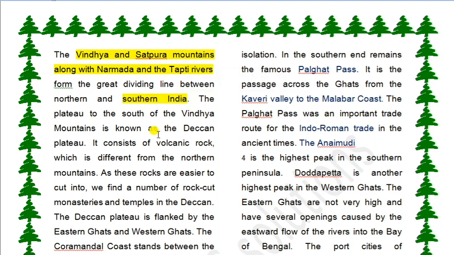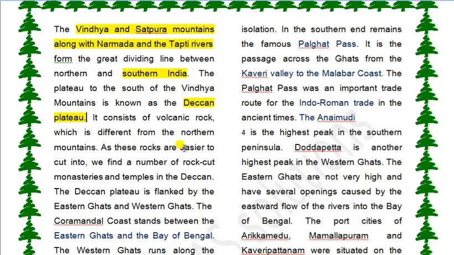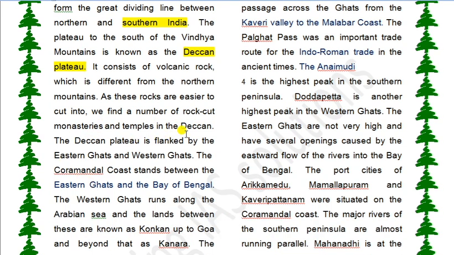The plateau to the south of the Vindhya mountain is known as the Deccan Plateau. It consists of volcanic rock, which is different from the northern mountains. As this rock is easier to cut into, we find a number of rock-cut monasteries and temples in the Deccan. The Deccan Plateau is flanked by the Eastern Ghats and the Western Ghats.